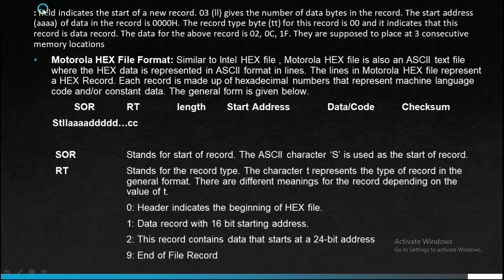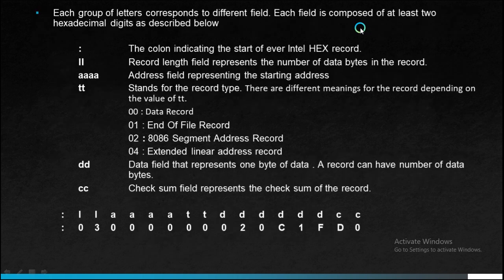Next is the four A's, which is given as 000H, which is the starting address. Next is the record type TT, which is also given as 00. You can see that the four A's are 00 and the TT is also 00. If TT, or the data type, is 00, that means the data record type is in the file.